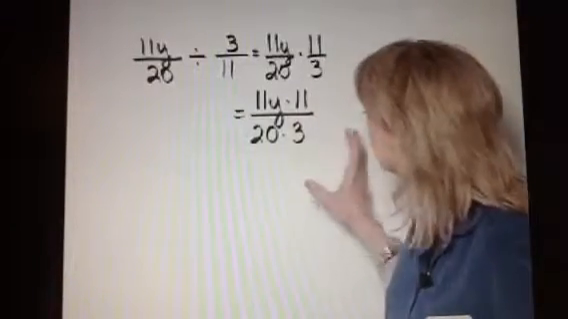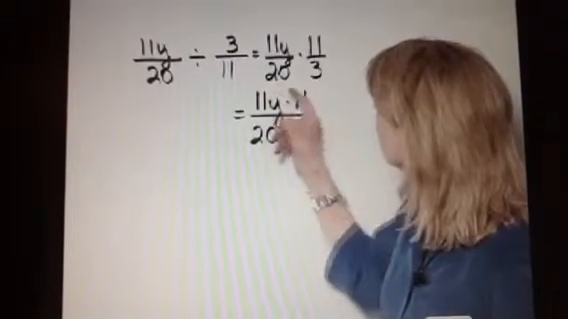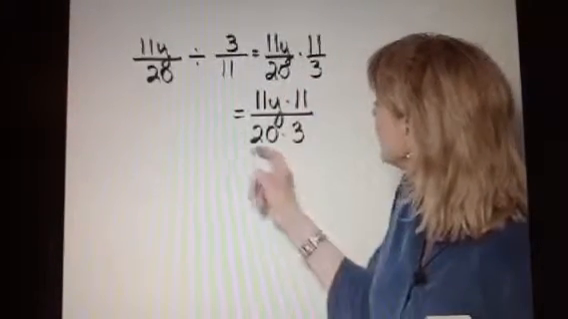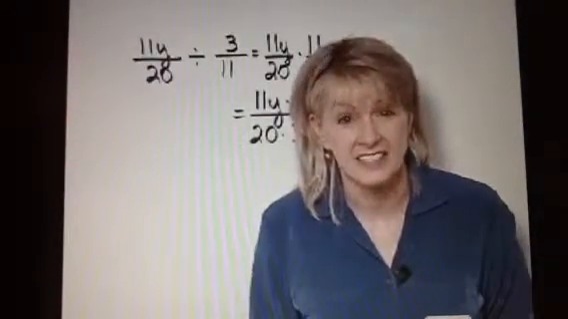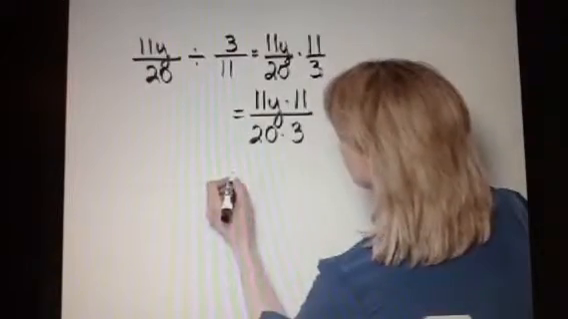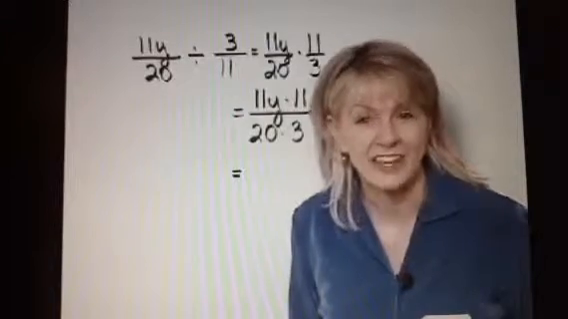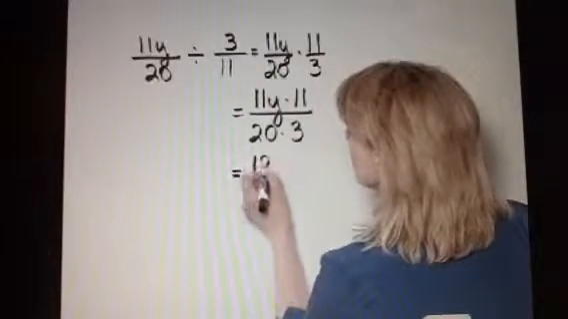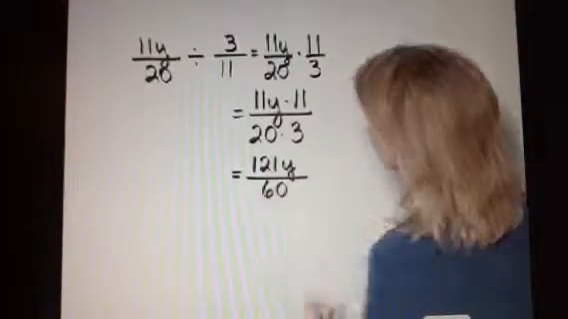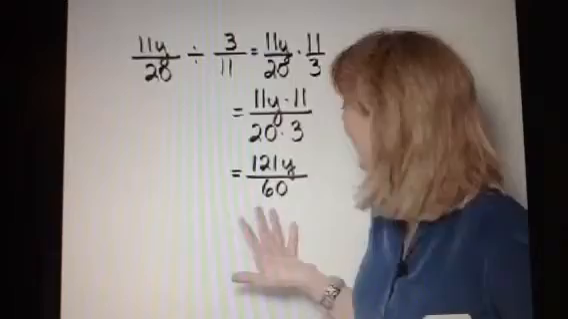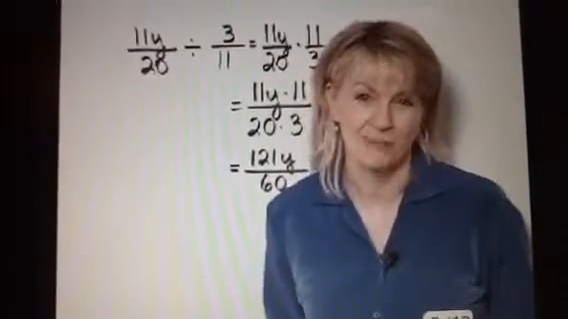Now let's study and see if we think there will be any common factors. Notice we have 11, which is prime, again 11, and neither of these factors has a factor of 11 in it. So I know there's no simplifying that can be done. So I'm multiplying 11y times 11. 11 times 11 is 121, and I have y, over 20 times 3, which is 60. That is my quotient when I divide, and it is in simplest form.